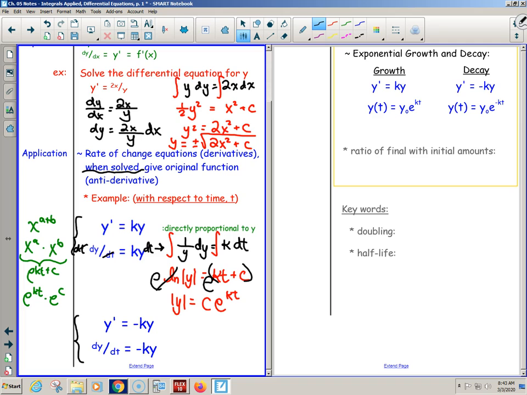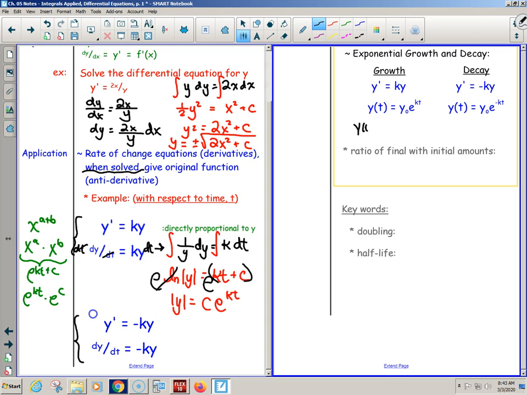Exponential growth and decay. My y of t, well actually, yeah, we'll label it. My y of t is my amount, we're used to that, after time t. My y sub naught is my initial amount, or initial population. And my k is kind of like the constant of proportionality, which you guys have seen in things like direct and inverse proportions. Proportionality, kind of like the rate.